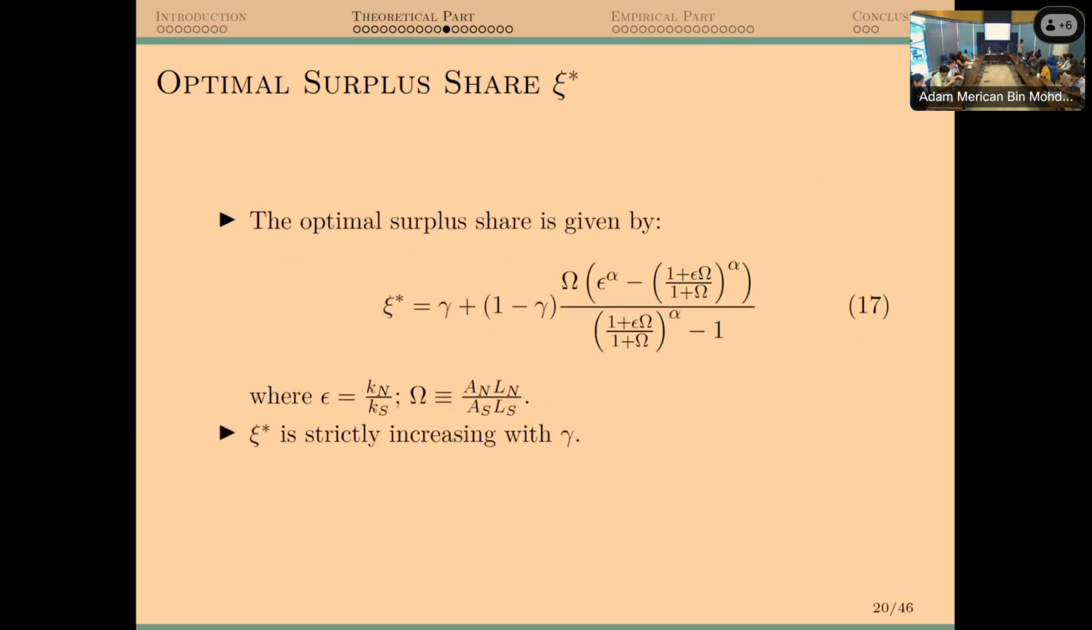Okay, so this is a simplified share, the optimal share. And again, we can see that it is strictly increasing with gamma, the bargaining power, which means if you have more bargaining power, you will have more surplus, a larger proportion of surplus back to the FDI-giving country.